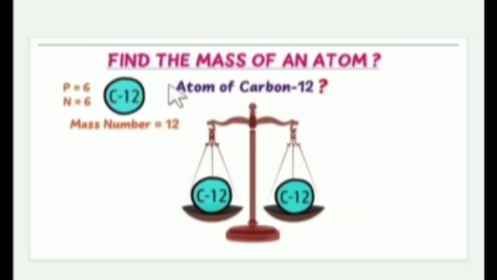Yes, we find the mass of an atom of carbon 12. Carbon 12 means, why is this known as 12? Because the proton number is 6 and the neutron number is 6, and when we add both of these, then 12 will become, and the mass number is equal to 12.